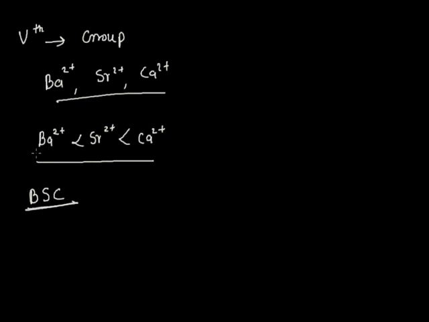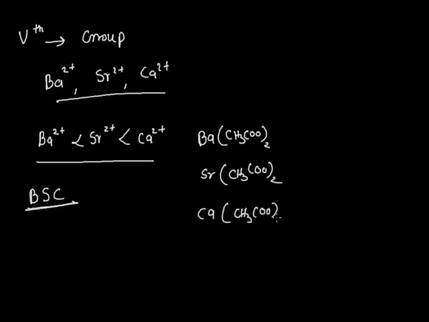In the fifth group radicals, when we dissolve the white precipitate in glacial acetic acid, it gives a clear solution, and obviously this clear solution is due to the acetate. It means if we have the barium salt, then the clear solution contains barium acetate, that is Ba(CH3COO)2. If we have strontium, then the clear solution is due to strontium acetate. And if we have calcium, then the clear solution is due to calcium acetate.